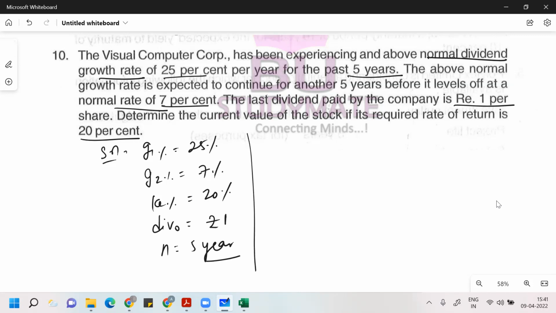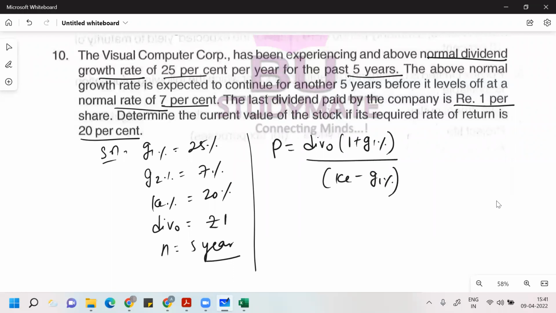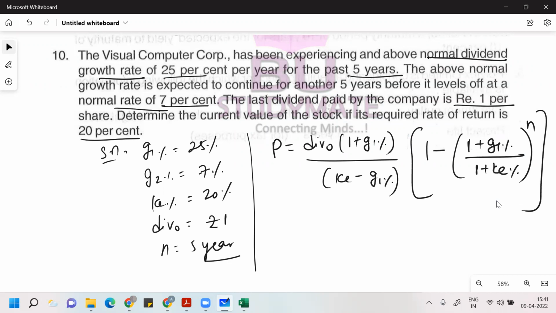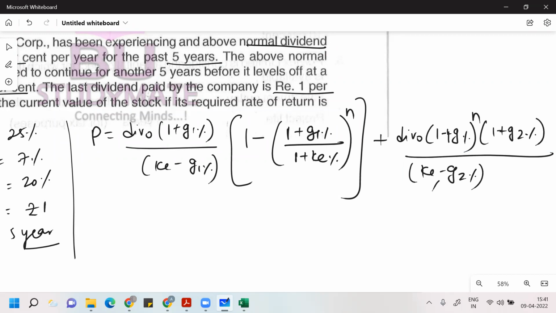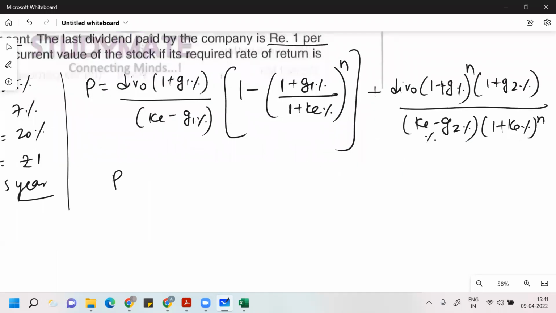If you want to do it directly, you can do price of share directly. This is the formula: DIV naught, which means present year dividend, times 1 plus G1, where G1 means super normal growth rate, divided by KE minus G1. KE is your cost of equity. Times 1 minus the quantity 1 plus G1 divided by 1 plus cost of equity, to the power N. N is the number of years till super normal growth rate is there. Plus DIV naught into 1 plus G1 to the power N into 1 plus G2, divided by KE minus G2, into 1 plus KE to the power N. This is the formula, if you want it directly.